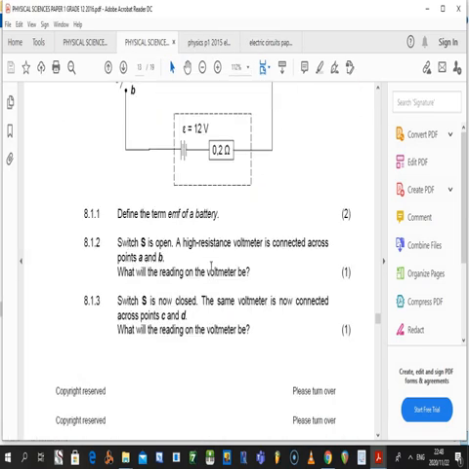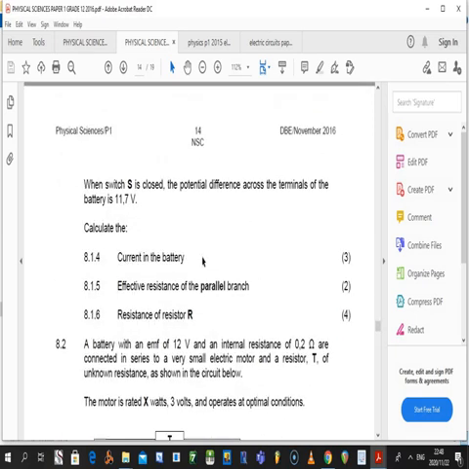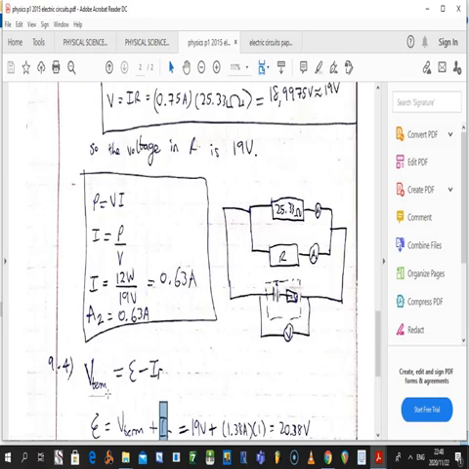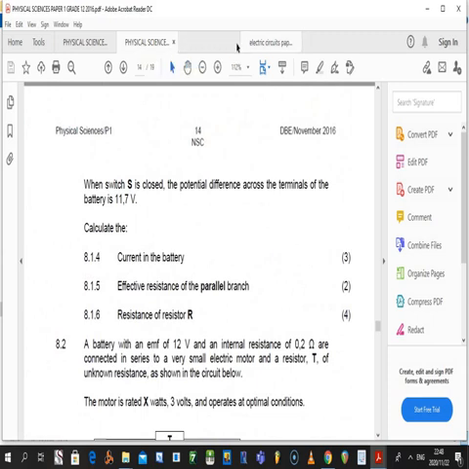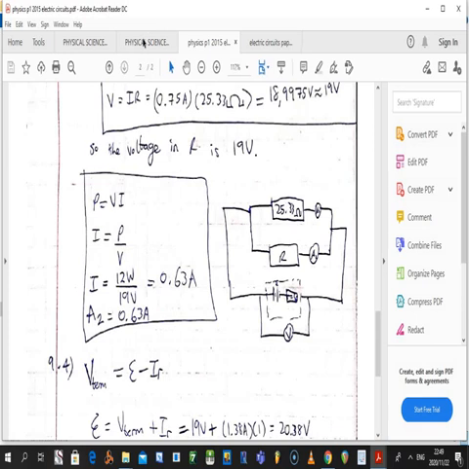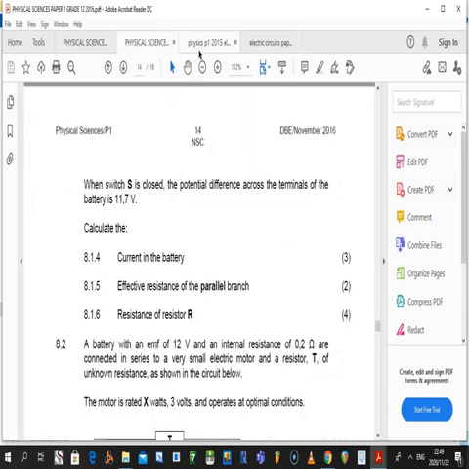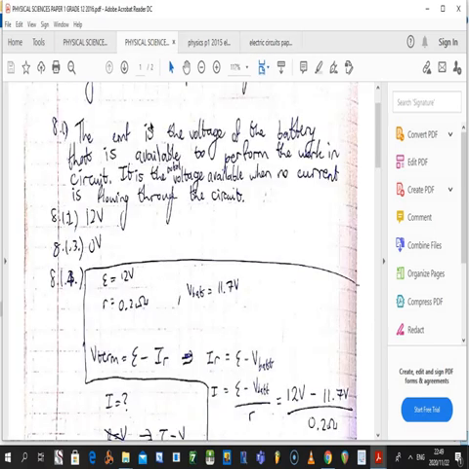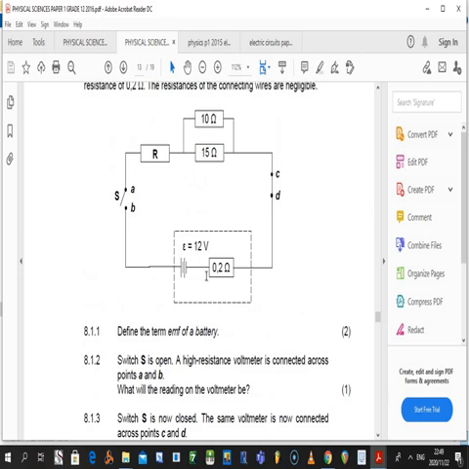Now moving along, when switch S is closed, the potential difference across the terminals of the battery is 11.7. So this is V terminal. If you remember this expression, V term equals epsilon minus IR. Epsilon just represents the EMF. In this question, the EMF would be 12 volts and the V term would be 11.7. It should be less because the terminal potential difference is less because of the internal resistance and so forth. Now they want us to calculate the current in the battery. That's like calculating the total current.